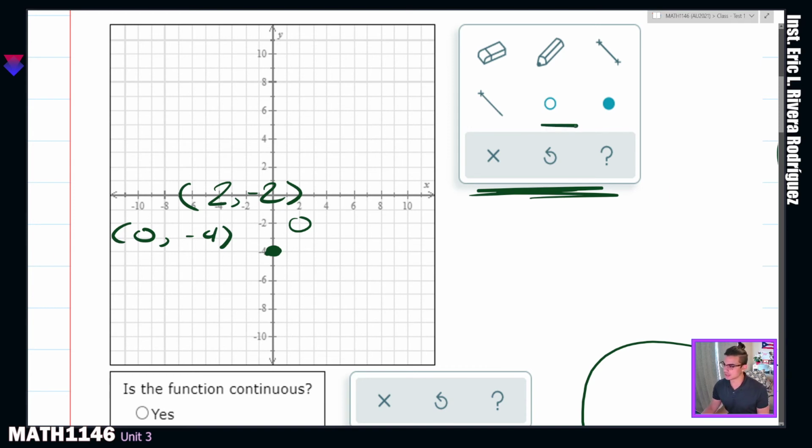So on this tool set, you are going to use these two buttons, the open circle and the solid dot. Make sure that you're plotting in the correct location.